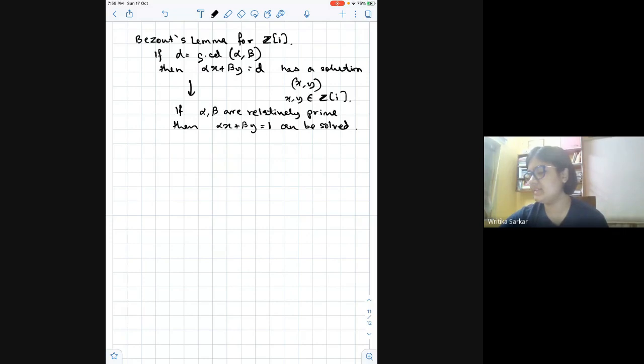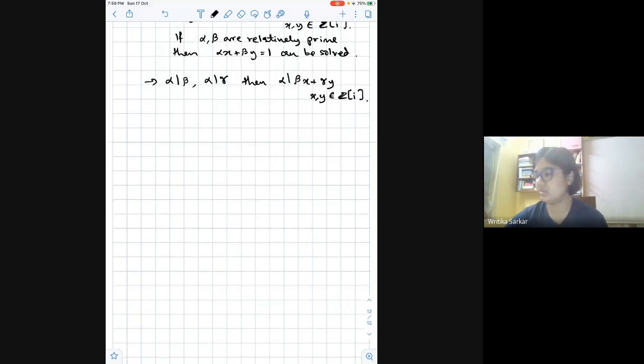And you have basic things like, if alpha divides beta and alpha divides gamma, then alpha divides some linear combination of beta and gamma, beta x plus gamma y for all sorts of x and y which are in Zi. This also follows almost tautologically.